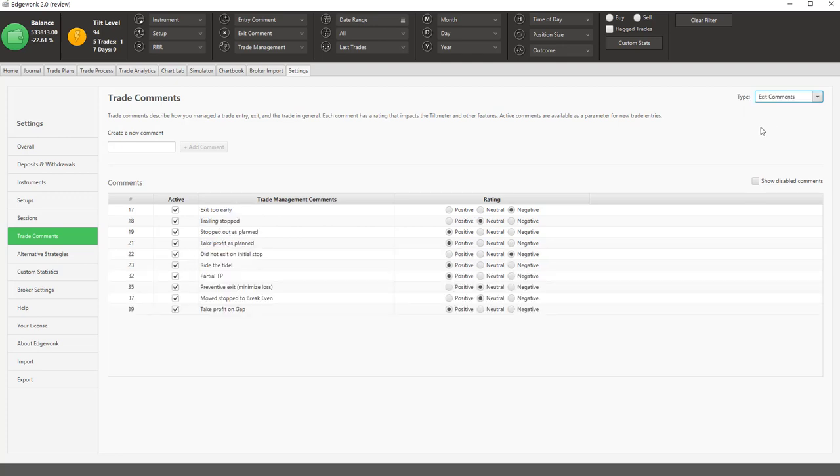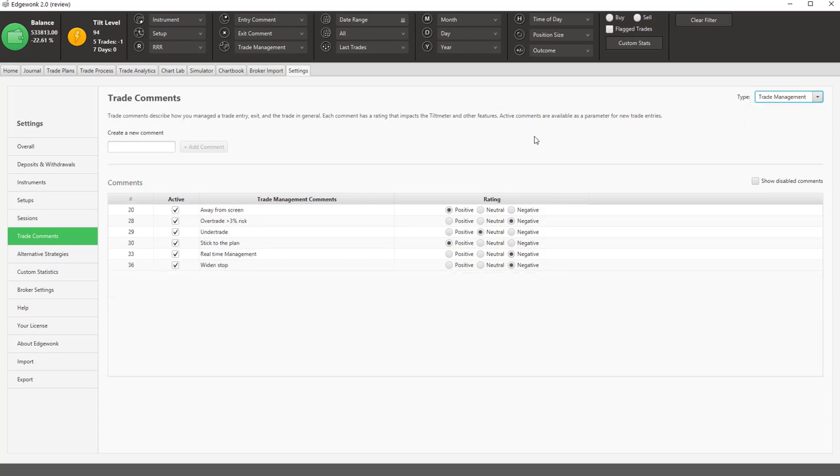When we look at the trade exit comments, he has 2 negative ones, which are the too early exit and the exit that did not exit on initial stop loss. This already sounds like something we need to investigate, because exiting a trade on the stop loss is usually very important. That's what they are there for.